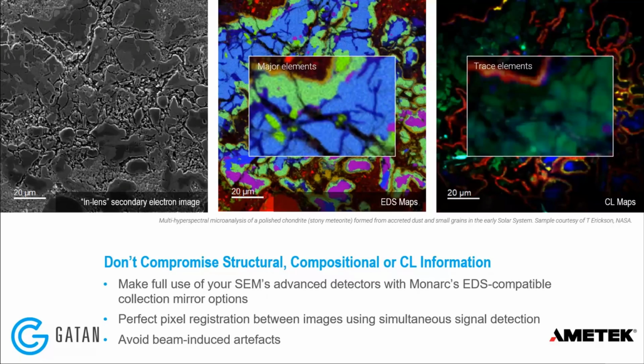So we have this perfect registration between different data types, and it also allows us to avoid beam-induced artifacts from re-imaging the same location on the sample multiple times. You can see that the information that you get from EDS and CL, although it is related, actually has some really nice differences. EDS gives you major element information, phase information, whereas the CL gives you access to trace element chemistry. So it really allows you to look at some of the interesting geochemistry effects that happen during recrystallization of the sample, or metamorphism after it's first formed.